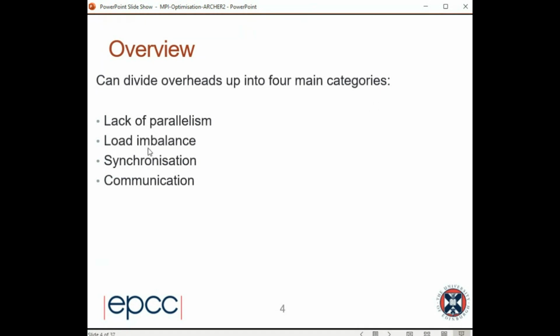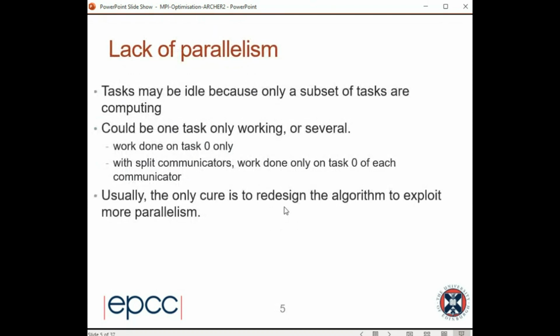Load imbalance is that processes do different amounts of work, and the important point is that it typically gets worse as you run on more processes. And then I'll spend most of my time talking about synchronization and communication, and how to use MPI to try and minimize those overheads. The lack of parallelism is that tasks may be idle because only a subset of tasks are computing. It could be work on task 0, or task 0 of every communicator. Really, this is very difficult. The only cure is to redesign the algorithm to exploit more parallelism.